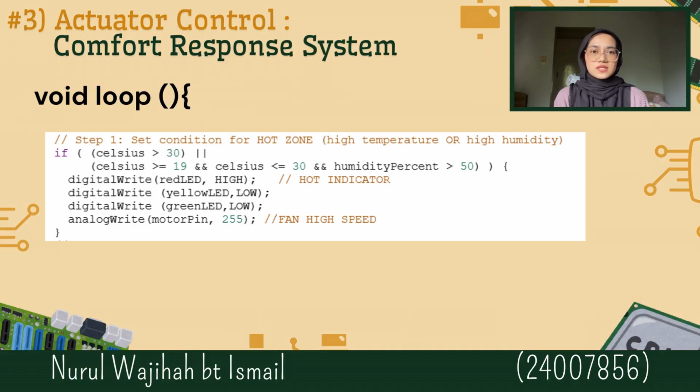Firstly, when the temperature is more than 30 degrees Celsius, or when the temperature is between 19 and 30 degrees Celsius, but the humidity is more than 50%, it is considered hot zone. Therefore, the red LED is turned on and the fan runs at the highest speed.